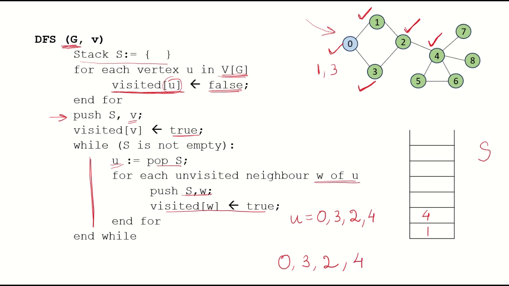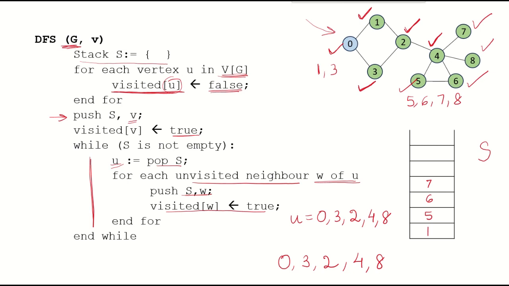It has been popped out of the stack, and now we have to check unvisited neighbors of 4. We have 5, 6, 7 and 8, which we are going to push onto the stack. In the next iteration, we are going to pop the stack, so our u becomes 8 and we are going to get it printed. We have marked all of these as visited when we push them onto the stack. So 8 has been marked as visited, and now when we pop it out, we check unvisited neighbors of 8.